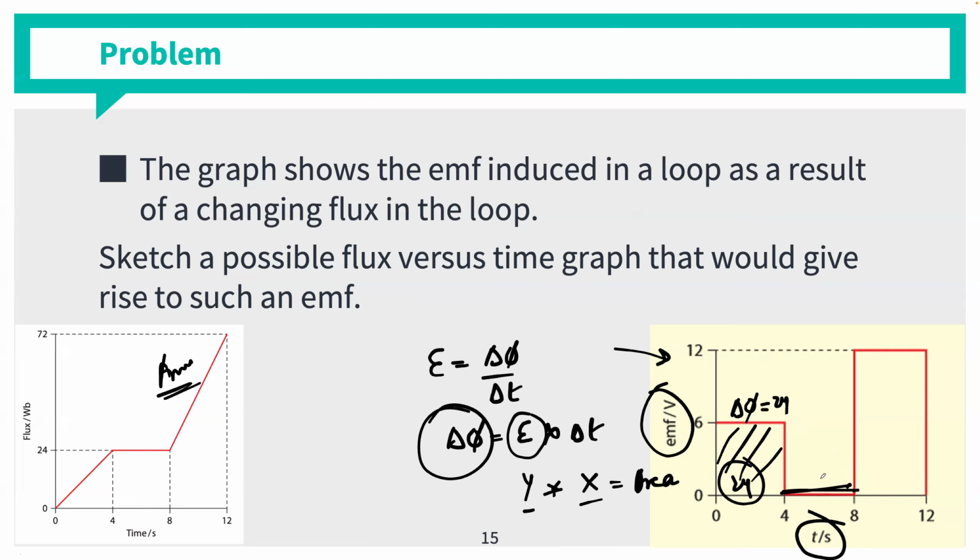What is the area under the graph from 4 to 8? 0. So change in flux from 4 to 8 should be 0. What is the area under the graph from 8 to 12 seconds? So 12 into 4, 12 times 4 is 48. So change in flux should be 48.